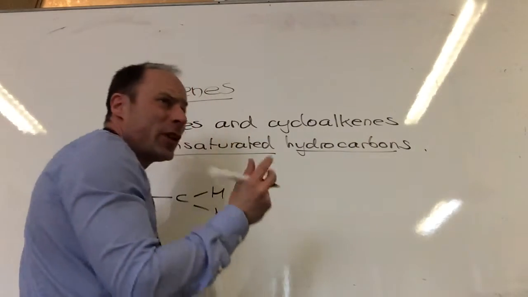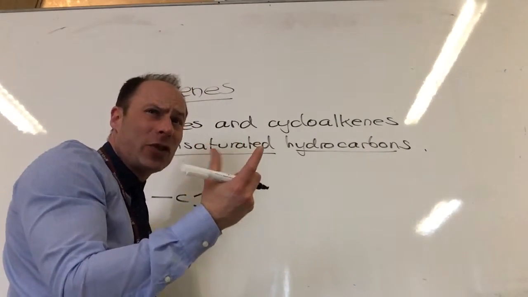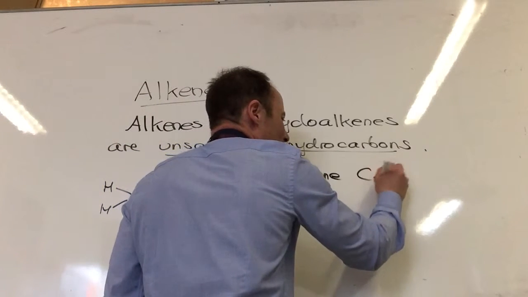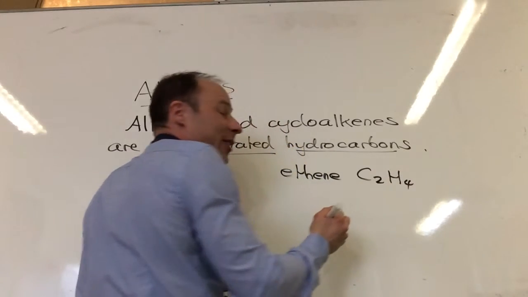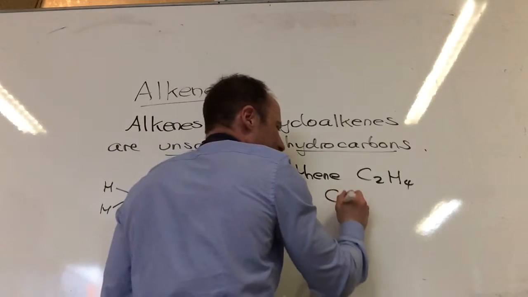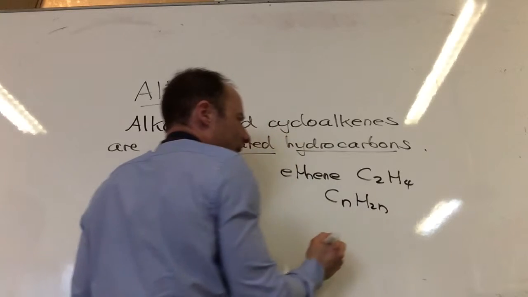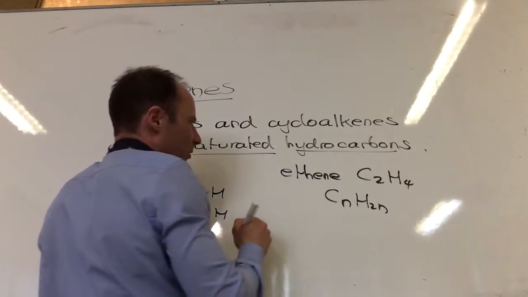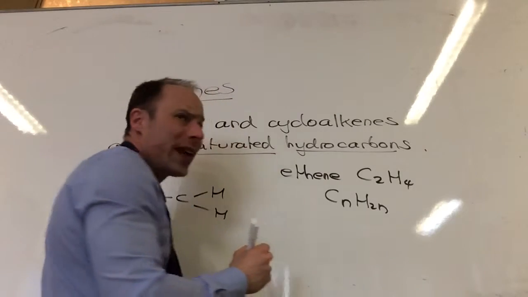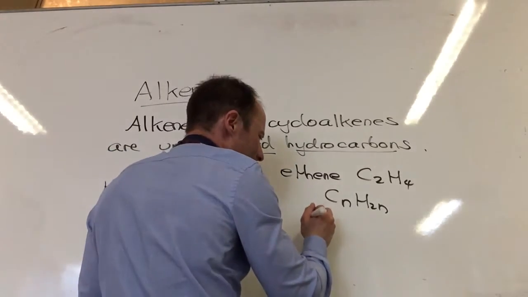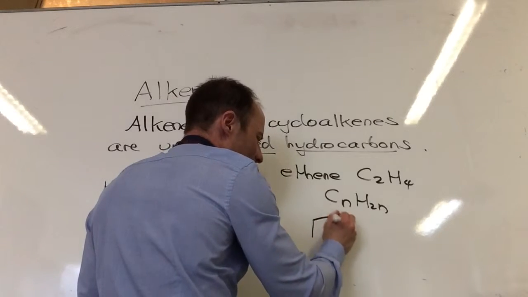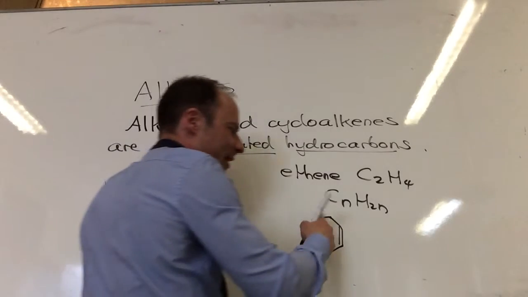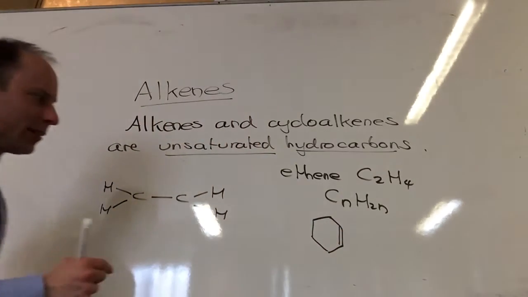So because you've got to have a carbon-carbon double bond, the simplest you can have is ethene, and that is C2H4. So their general formula is CnH2n. That is for linear alkenes. You can obviously have cycloalkenes as well, where you have a double bond in a ring like so. So this would be cyclohexene there.